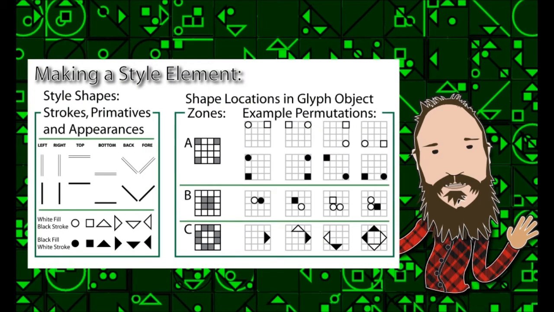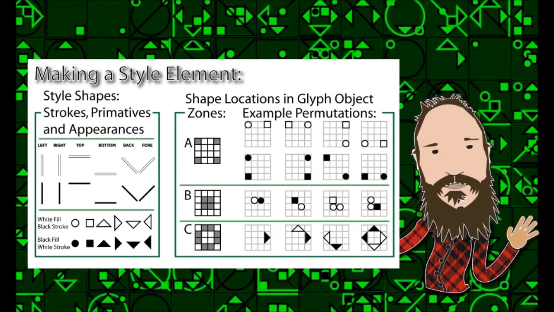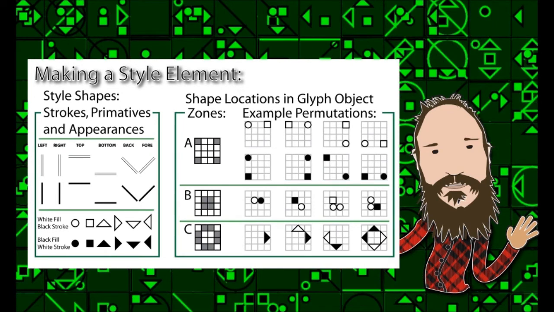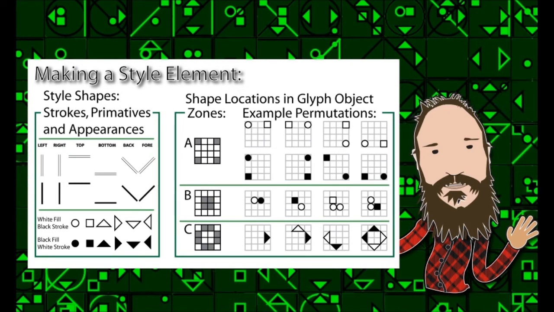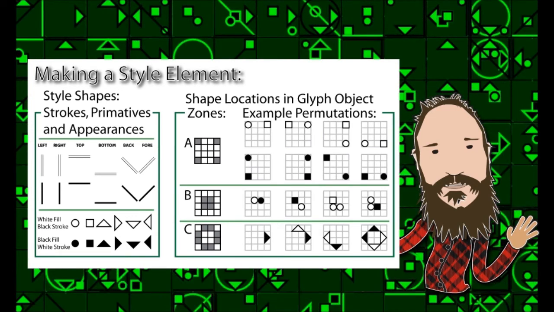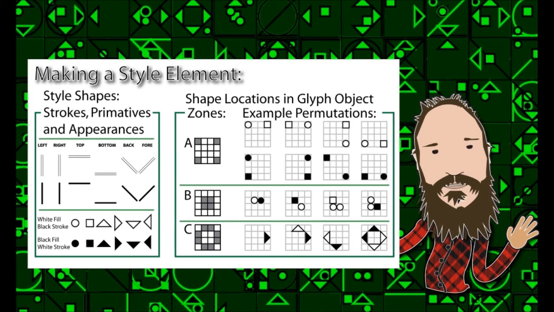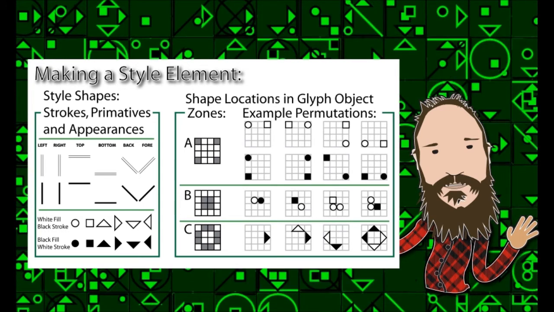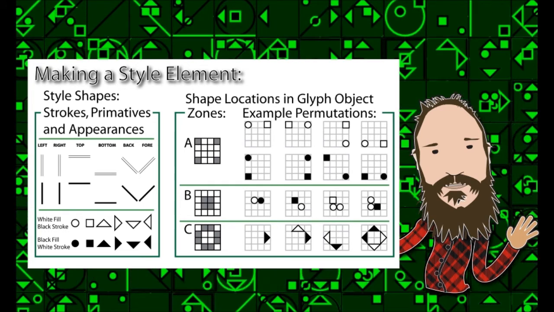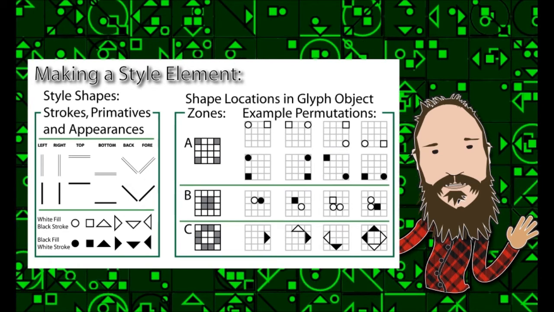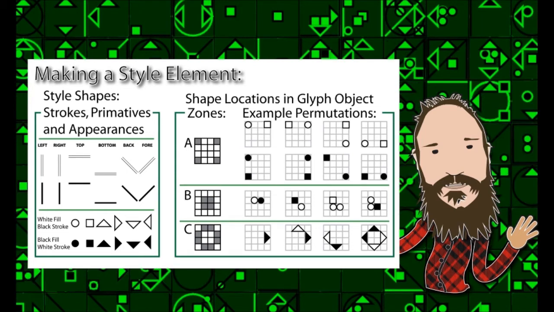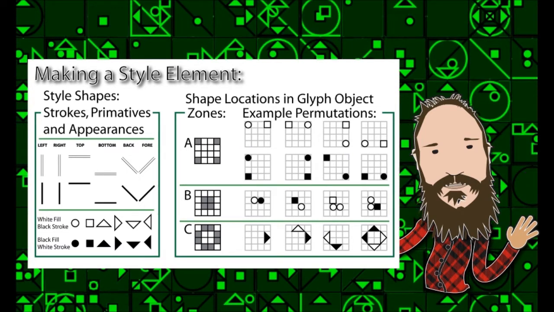We can see each glyph is made from a square, and that square is made from smaller squares, a 4x4 grid. That grid is divided into 3 zones, A, B, and C. There's the corner zones, the inside zone, and then the edge zones. You can put certain objects in those zones. Not every object will go in any zone randomly. There's an order to it.